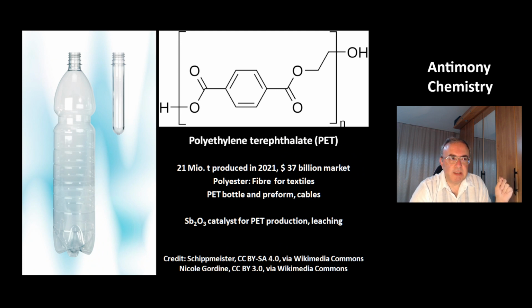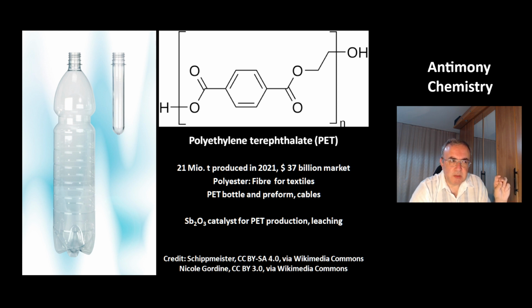This is one use of antimony oxide, for the production of PET, polyethylene terephthalate. The world production in 2021 was 21 million tons. This is a $37 billion market. PET has one variant, polyester. This is a fiber for textiles. And at the left you can see a PET bottle, and to the right that's a preform. And PET is also used for cables.